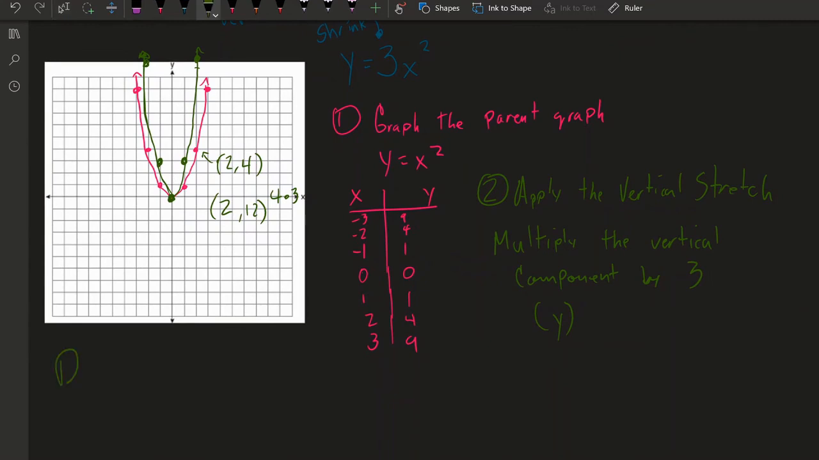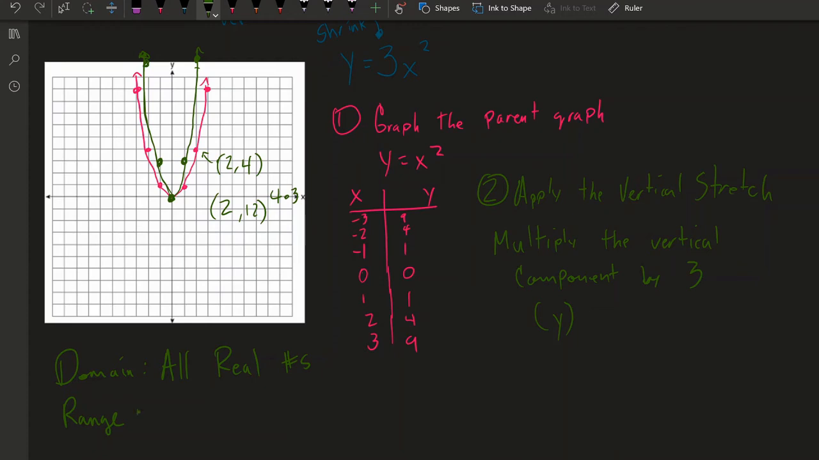And then I'm going to state the domain and range. So again, the domain, are there any numbers that I can't plug into this? Y equals 3x squared? No, there's no numbers I can't plug into this. So the answer is, for the domain, it's all real numbers. I can plug in any real number into this and get an answer.